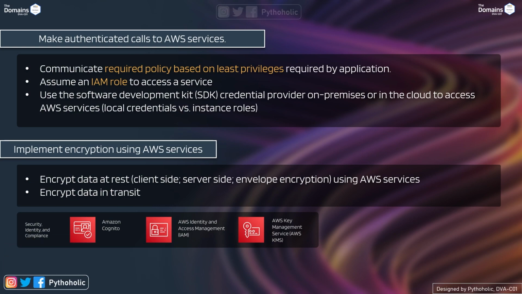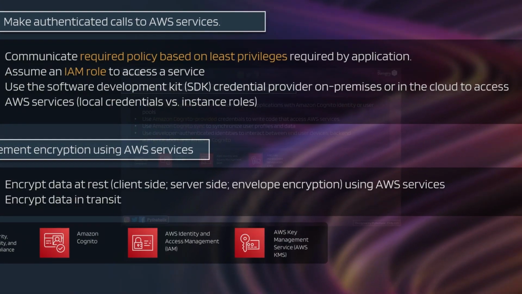The next one is implement encryption using AWS services. Encryption is very important for data security. So we will talk about encryption of data at rest, like client-side encryption, server-side encryption, and envelope encryption using AWS services. And also we will talk about encryption of data in transit.